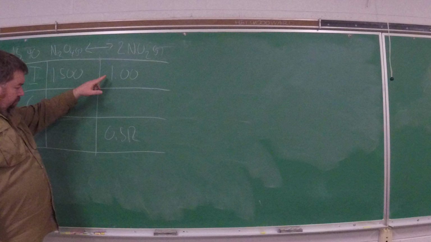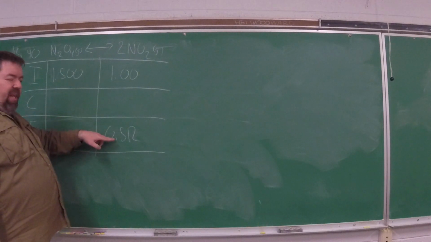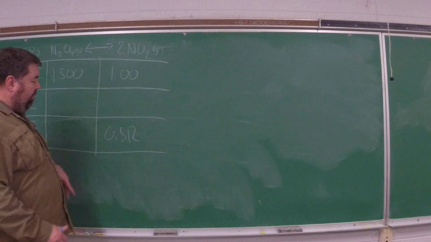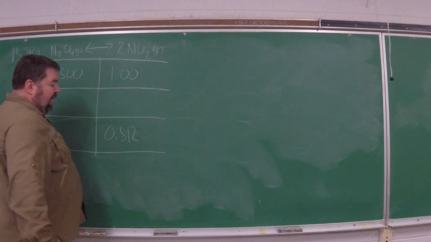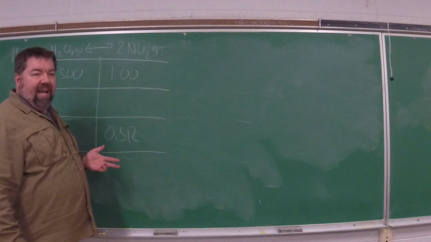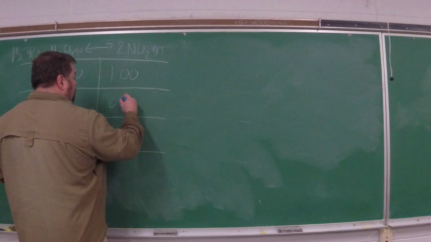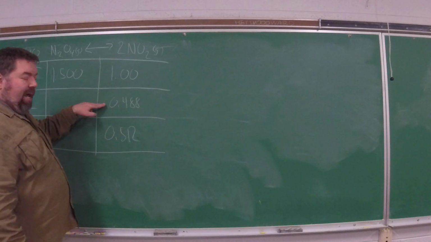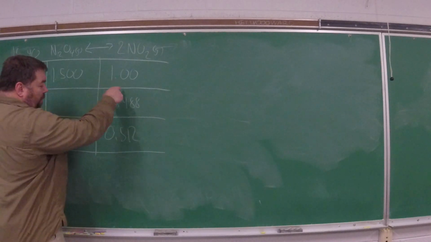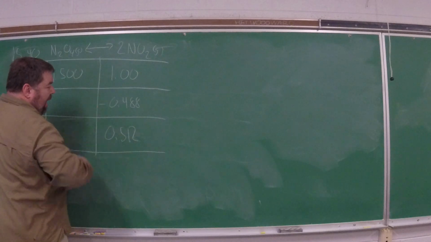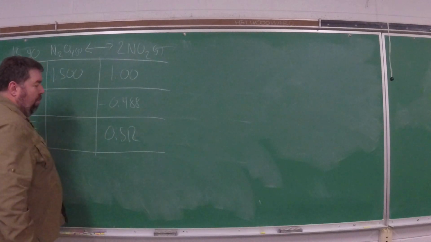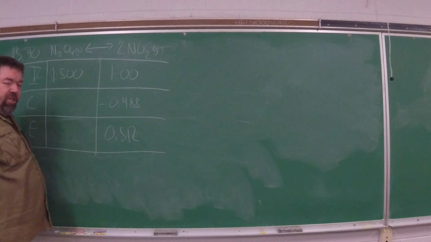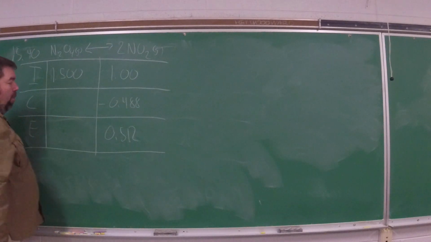So again, 1 minus something equals 0.512, right? So just take 1 minus 0.512, right? What's that going to give you? That's going to give you 0.488. Is it supposed to be a minus or a plus? Well, it's going to be a minus, right? You're going from 1 down to that. So 1 minus 0.488 is going to be 0.512. Okay, so we got the change in partial pressure of NO2.